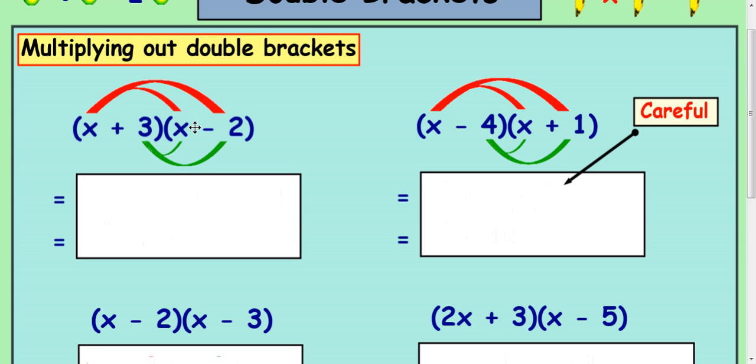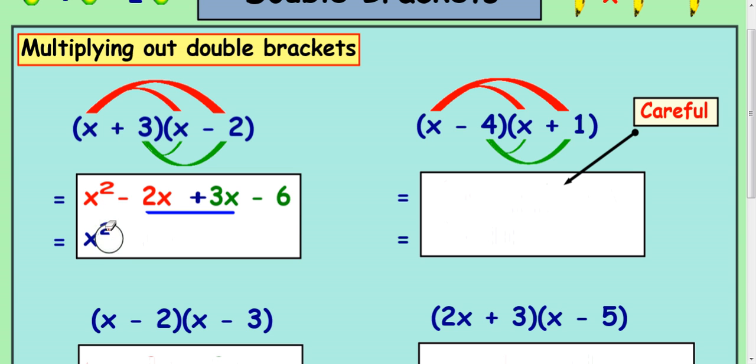Okay, so x plus 3 multiplied by x take away 2. Following the same idea as before, you start with x times x, which is x squared. We're now moving on to x times, we take this as negative 2. The takeaway there treats it as a negative, so it's negative 2 times x, which is negative 2x. We're now moving on to the 3, so 3 times x is just 3x. And to finish off, it's going to be 3 times negative 2. Signs are different, so it's negative 6.